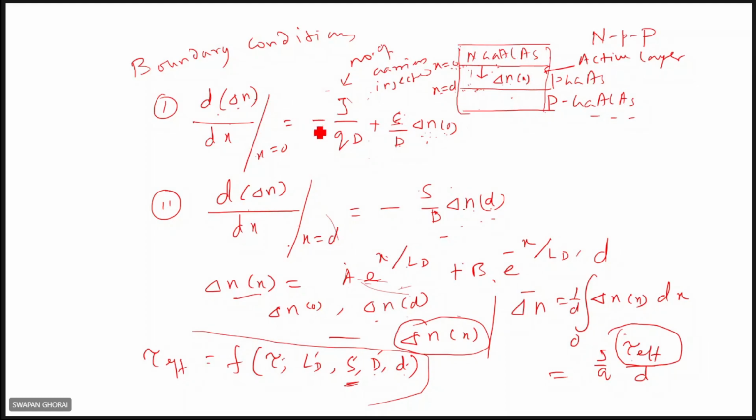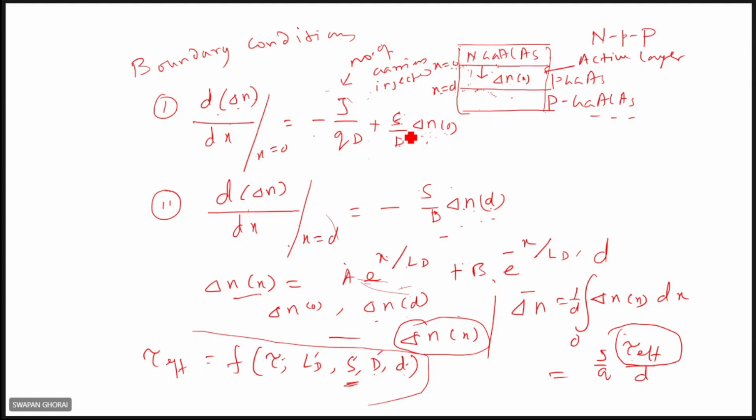What is this? Minus j by qd. J by qd is the number of carriers injected. When you apply the current, carriers will be injected, so that is actually minus j by qd. And in this case, it is S by D delta N 0. This is surface recombination. When the carriers are injected, you cannot avoid the surface recombination. Some recombination will be there.